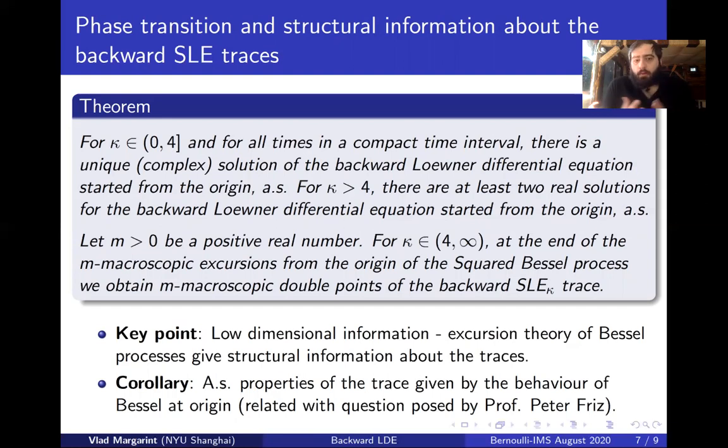When you consider a positive real number m, for kappa from 4 to infinity, at the end of m macroscopic excursions, so these are excursions of length at least m from the origin of the squared Bessel process, we obtain an m macroscopic double point, that is a double point of the curve of the SLE trace happening after time at least m. So we get a characterization of this subset of double points in terms of these excursions.